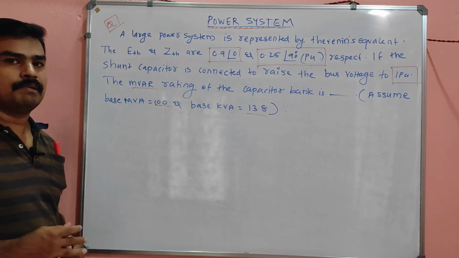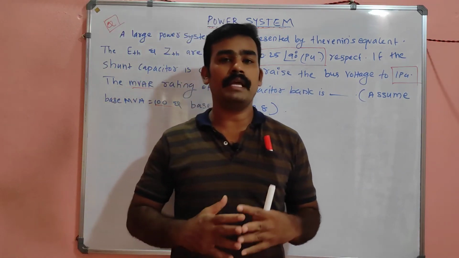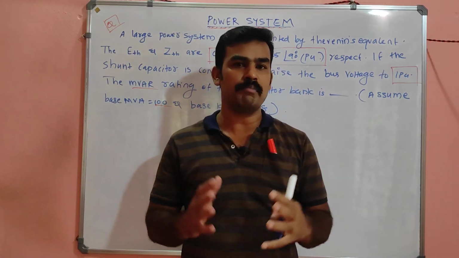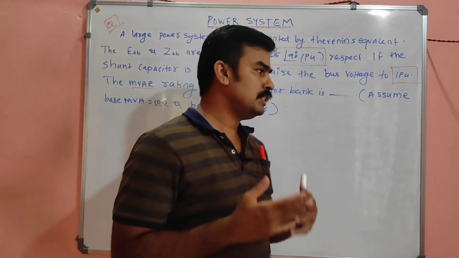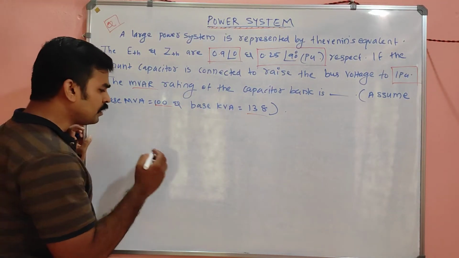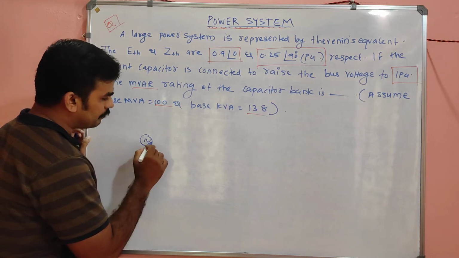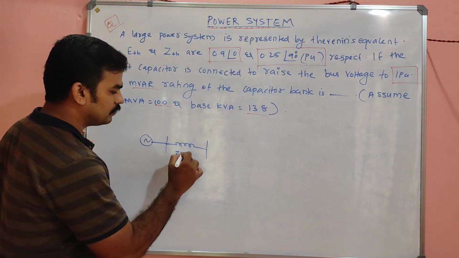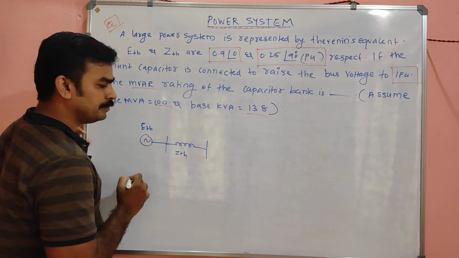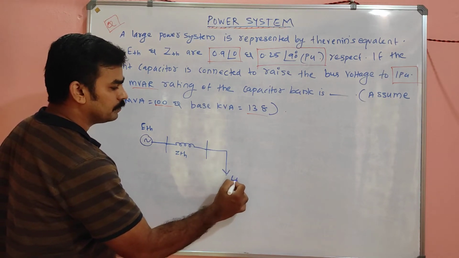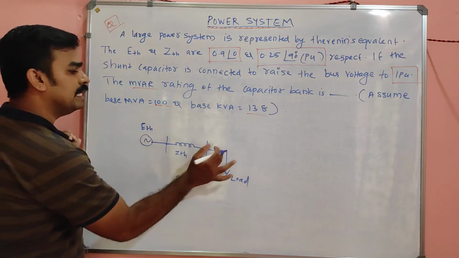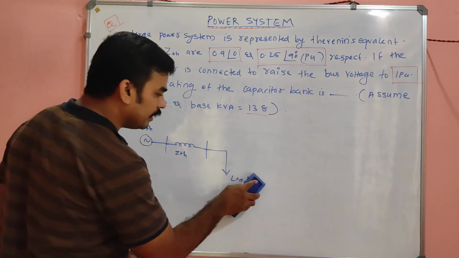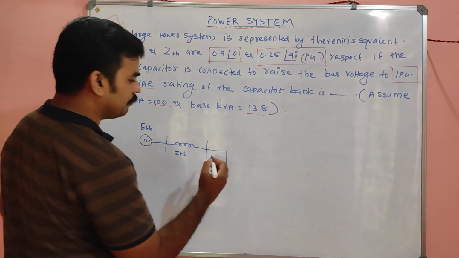Any complex system can be represented with a voltage source in series with an impedance. That is called a Thevenin equivalent circuit. Similarly, the power system is also represented like a voltage source in series with an impedance, that is E Thevenin and Z Thevenin. Here you are connecting the load. At the load side, instead of load, we are using a capacitor.